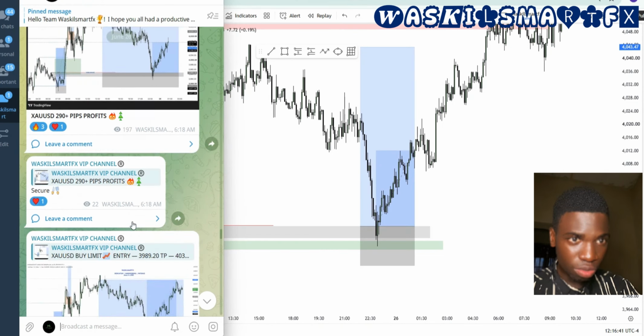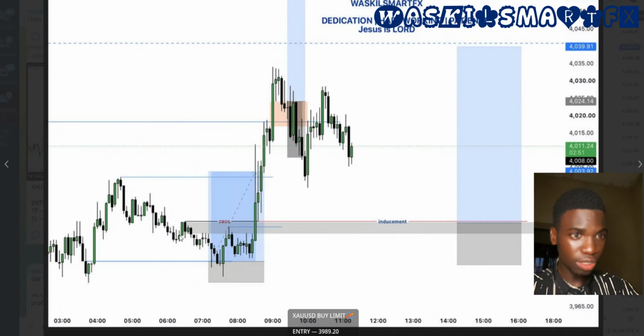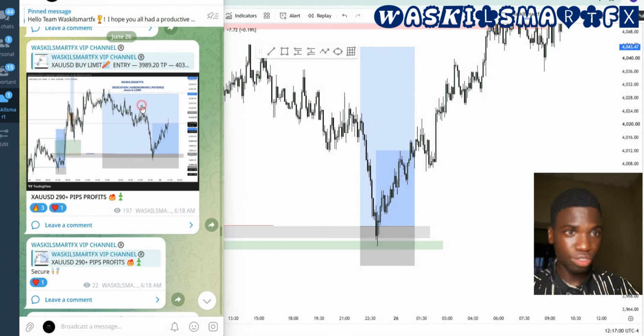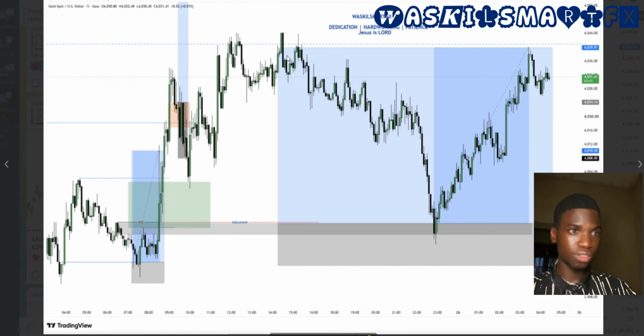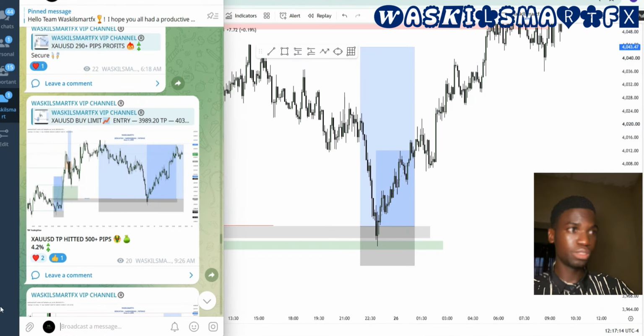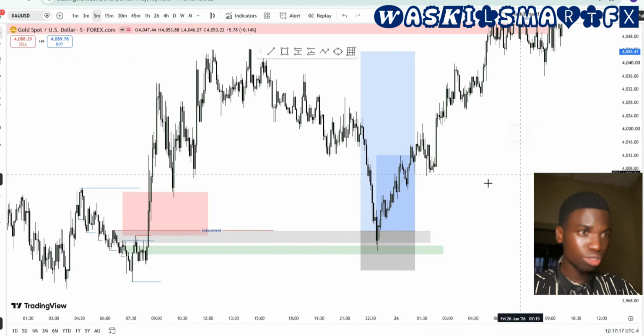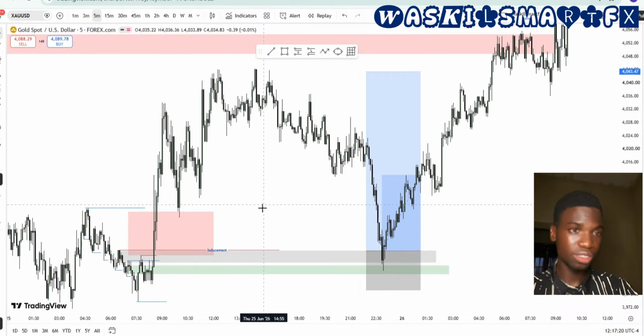Okay, this was the second one. All right, so you can see where I put my entry. I was using the second breaker block. If I should use the first one, I use the second breaker block, and that is where I put my entry. And when the market traced back there, you can see the market tracing back to this level here. And this is where I put my TP. That's 500 pips, 4.2. So that is where I put my TP, and that is the way I took the trade.